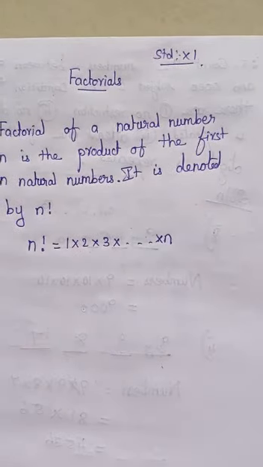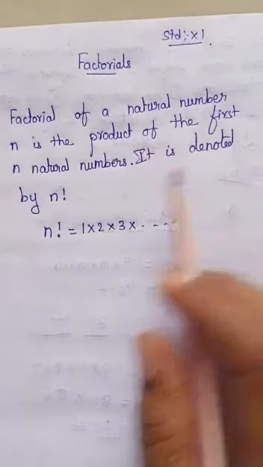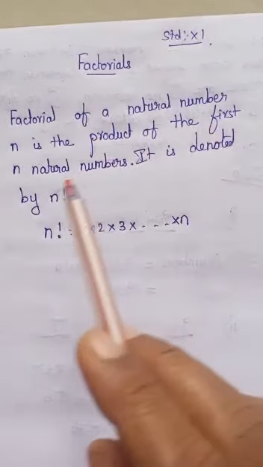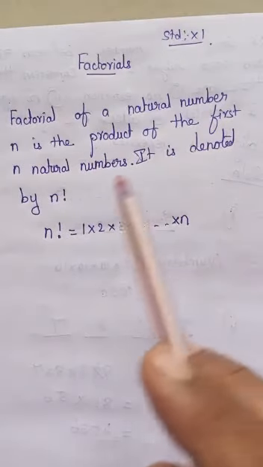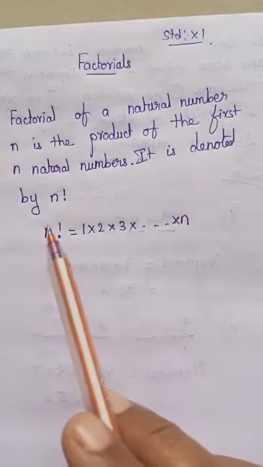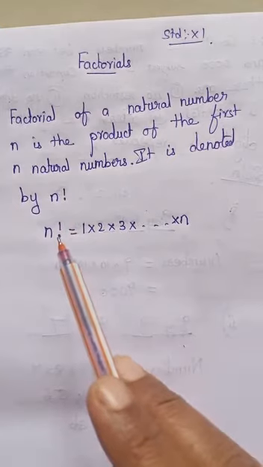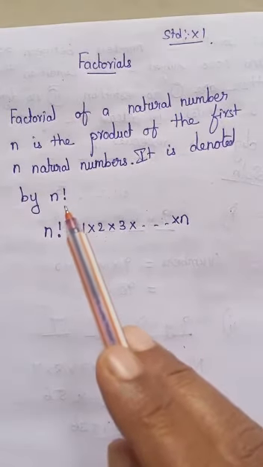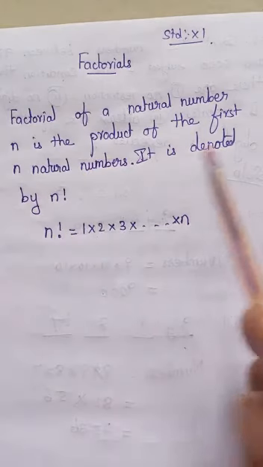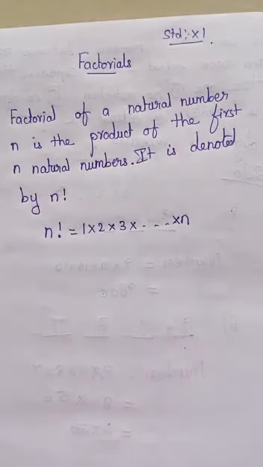The factorial of a natural number n is the product of the first n natural numbers. It is denoted by n!. One line and below that one dot. So how do we read it? N factorial. They have mentioned the product of the first n natural numbers, so 1 into 2 into 3 into etc. up to n.